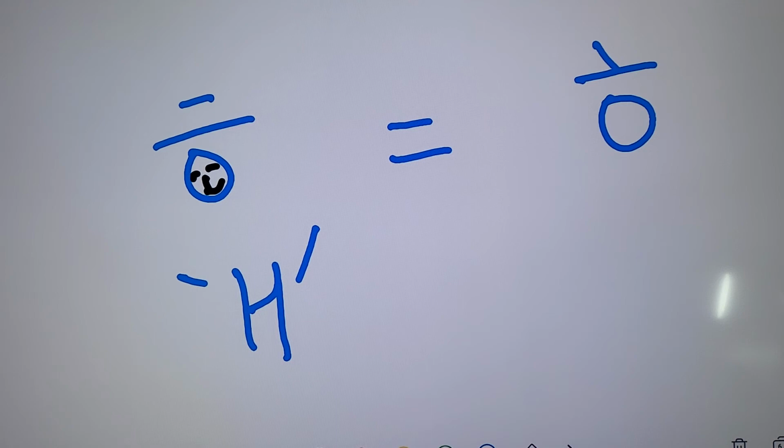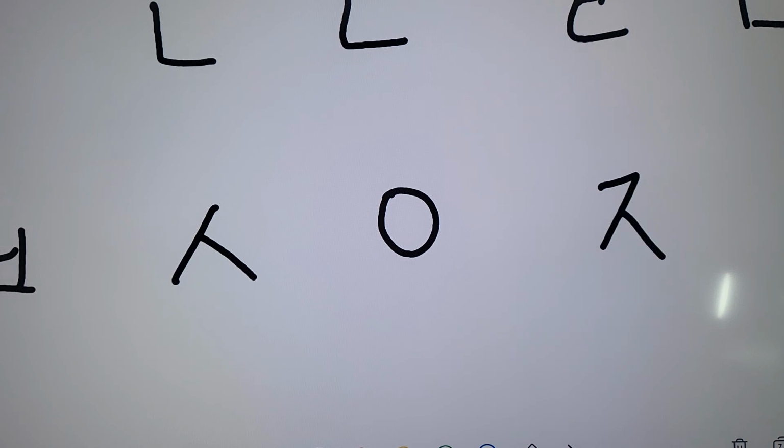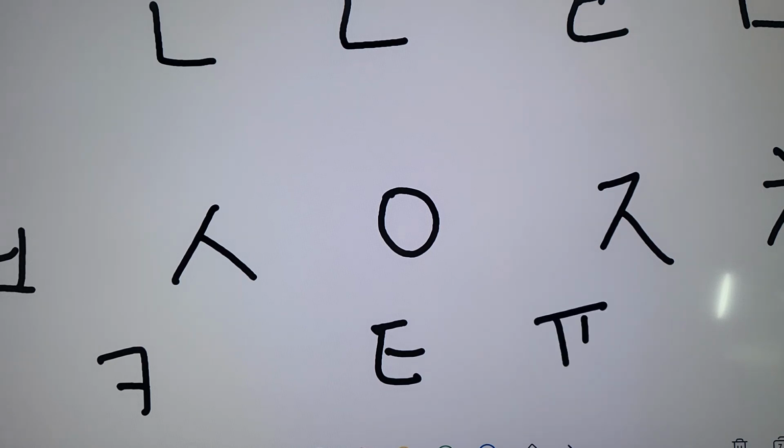Okay, I'm going to read what I wrote down one more time from the beginning. We learned this one, right? 그, 느, 드, 르, 무, 브, 스, 응, 즈, 츠, 크, 트, 프, 흐, right?